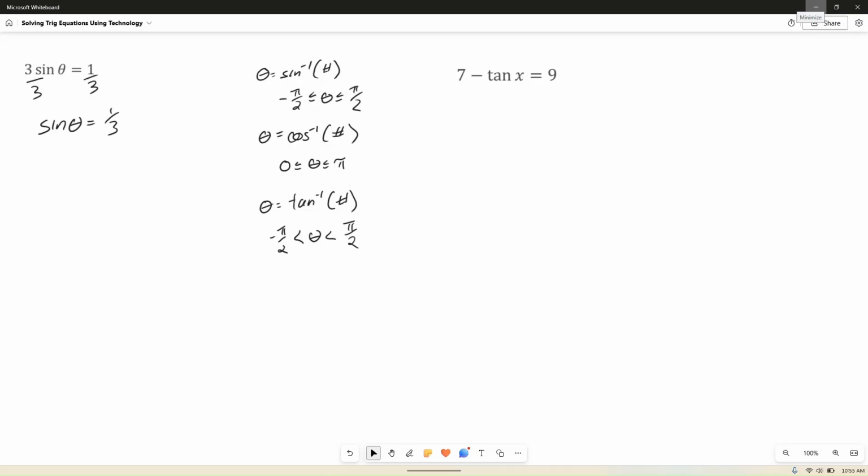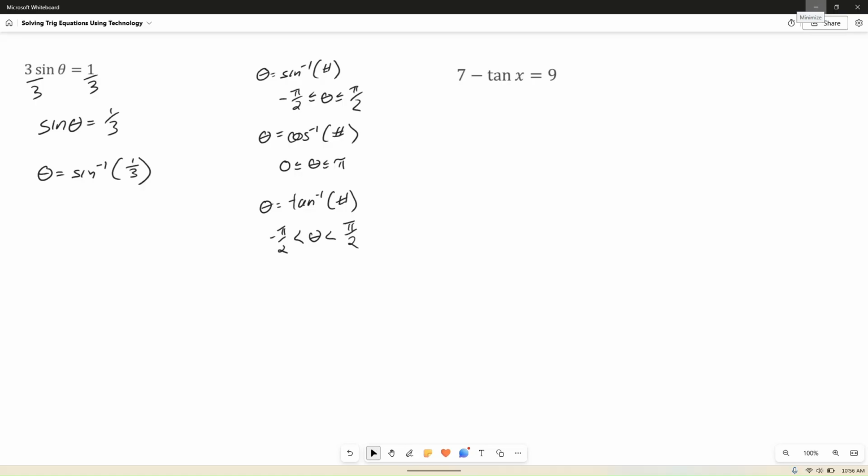Okay, so the range for inverse sine is from -π/2 to +π/2, including those endpoints. The range for inverse cosine is 0 to pi, including the endpoints. And then the range for inverse tangent is from -π/2 to +π/2 again, but not including the endpoints. So going back to our problem here, we have the sine of theta is equal to 1/3. So that means theta is going to equal the inverse sine of 1/3.